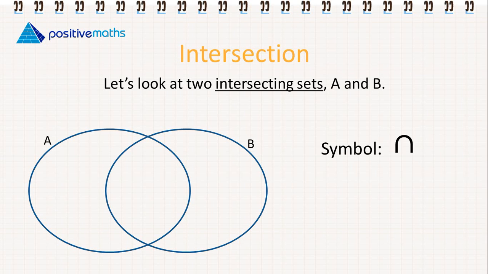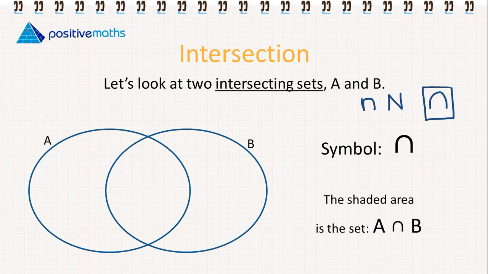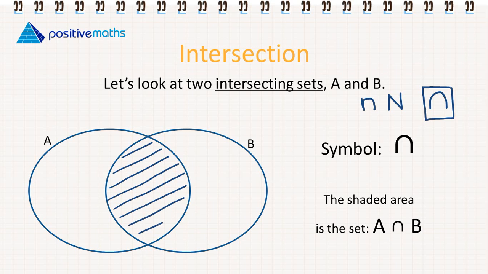The symbol we use for the intersection is similar to an N shape or an upside down U. So it's not a capital N, it's not like this. We have to draw it exactly like this. The shaded area is the set A intersection B, so we're going to shade in that area now. So this is where the two sets overlap or cross over. This is the intersection of A and B.